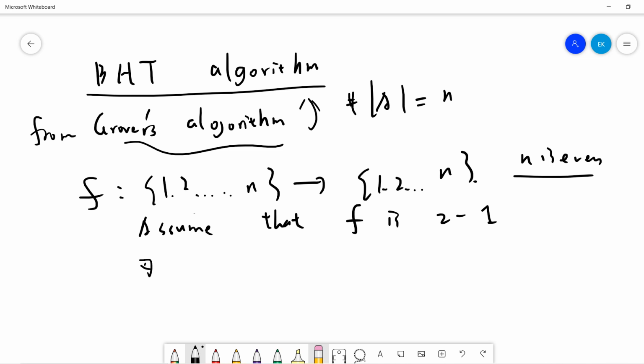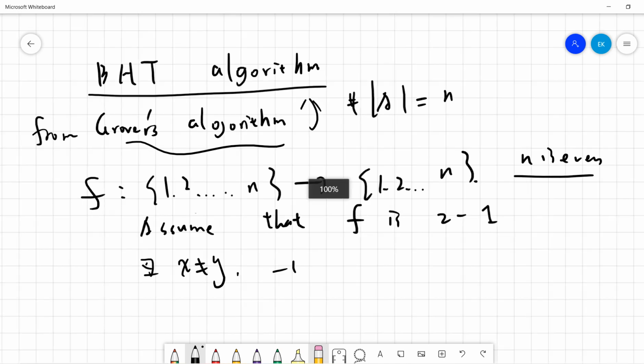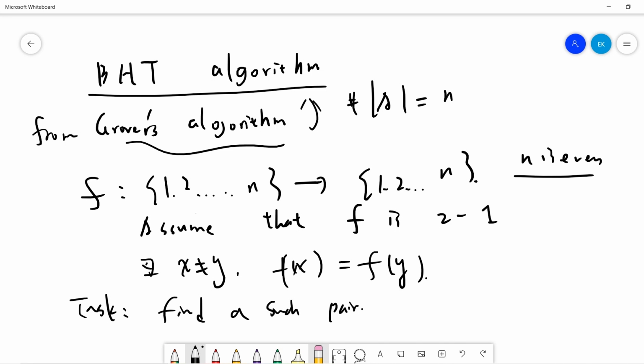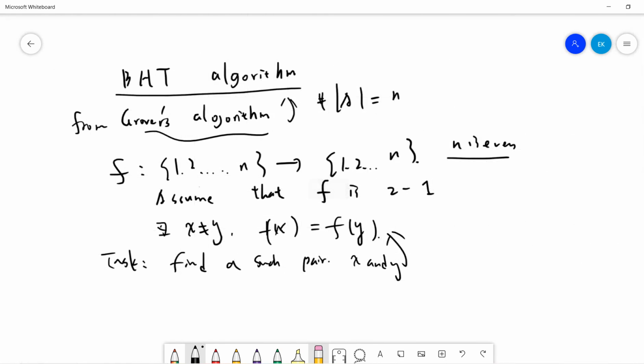That means there always exists x not equal to y such that f of x equals f of y. So the task is to find such a pair. Basically you need to find two elements x and y such that f of x equals f of y. The only thing you can do is query f: you can pick i and store f of i. The idea is that you need to find such a pair.